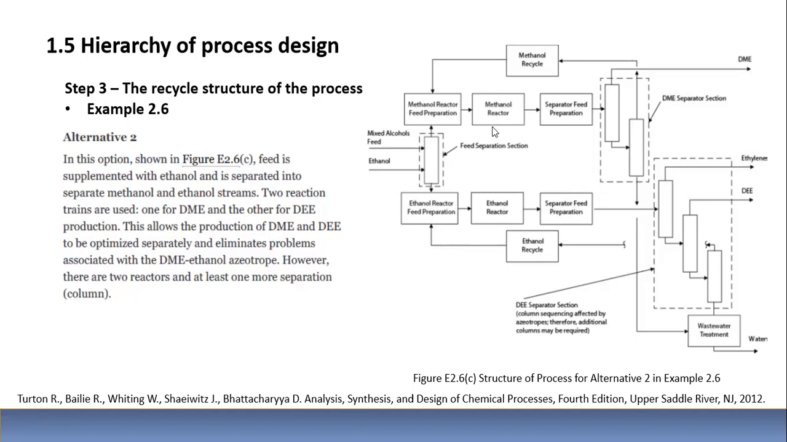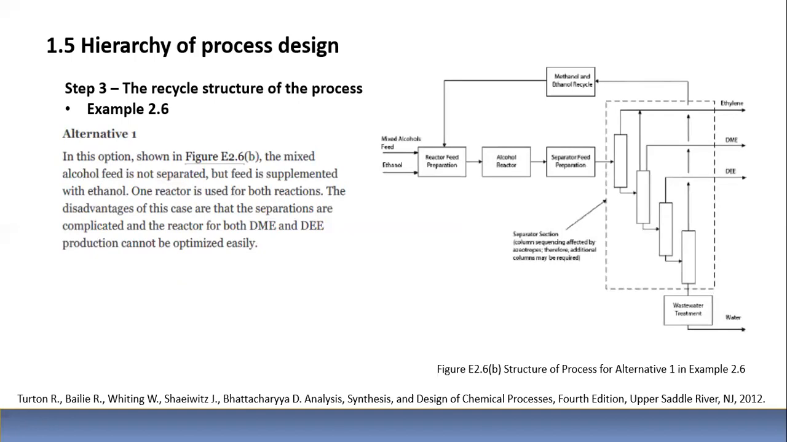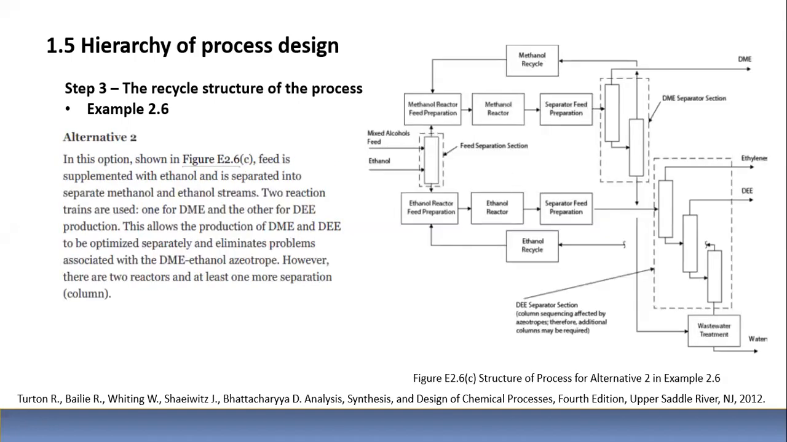O sea, dos trenes, se le dice trenes de reacciones porque aquí realmente hay dos reactores. El reactor de metanol exclusivo para la reacción de metanol y el reactor de etanol exclusivo para la reacción de etanol. Si no, es como este reactor que reaccionaba con la mezcla. Aquí hay dos reactores. Entonces se puede imaginar, son dos líneas de proceso y por eso el proceso requiere más equipos y es más caro.